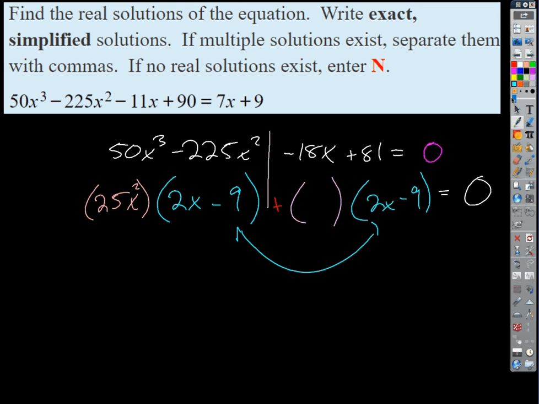Okay, so, Cairo, what's going to go in here then? What times 2x would give me negative 18x? Which number? I ask you again, what times 2x is negative 18x? Negative 9. There you go. Okay, so if we distribute the negative 9 times 2x is what? Negative 18x. Check. That works. Negative 9 times negative 9? 81. Check. It works, right? Okay, so we know the pattern's going to work.